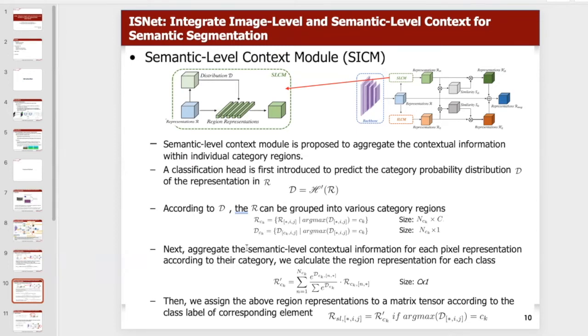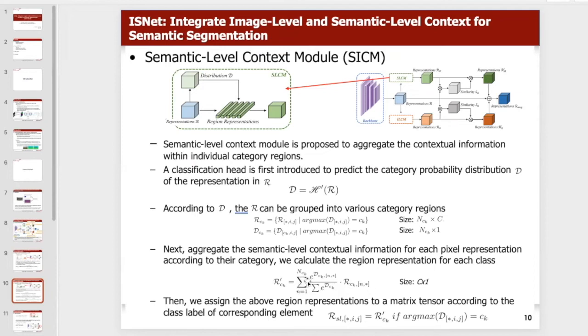Next, we will aggregate the semantic level contextual information for each pixel representation according to their category, and we calculate the region representation for each class. We will get R prime CK.